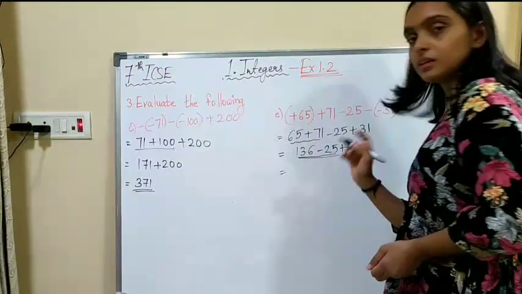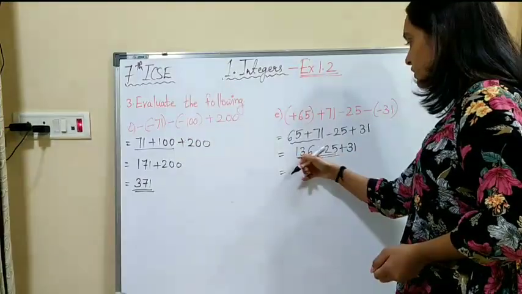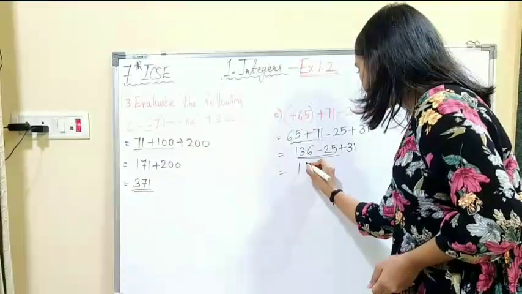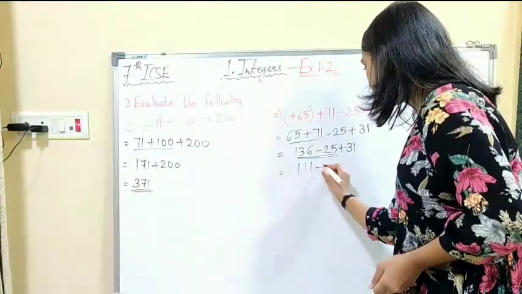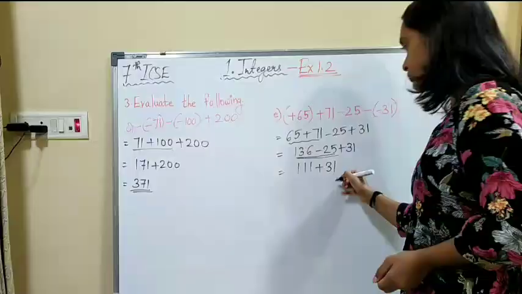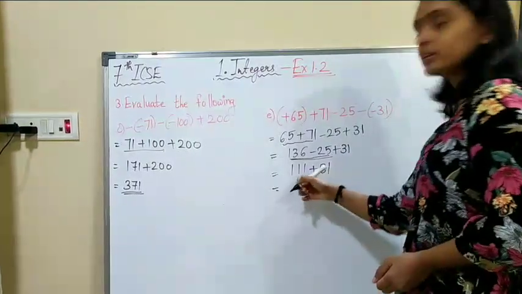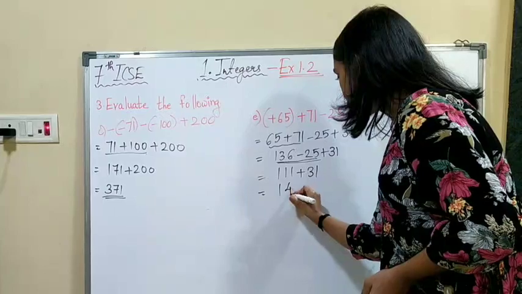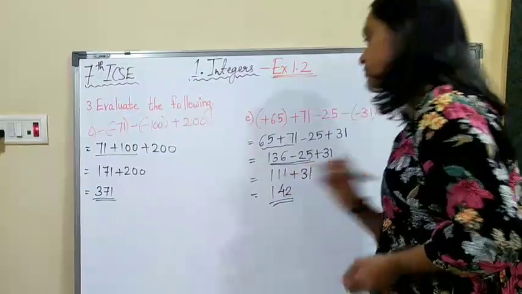Now we will solve this number. So it will be 136 minus 25 will give you 111 plus 31. Now we will add this both integers, so you will get 142 as your final answer.